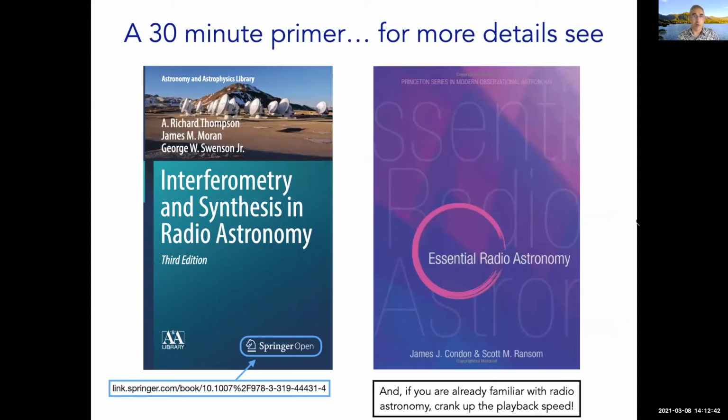Now, many of you may well be familiar with astronomy. Maybe you know some of these books. You are welcome to skip this or just crank up the playback speed. But basically, I will just give a very brief 30-minute primer. More details are in these books.